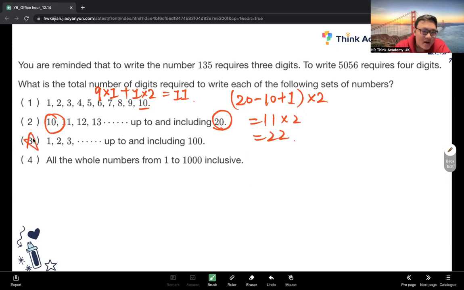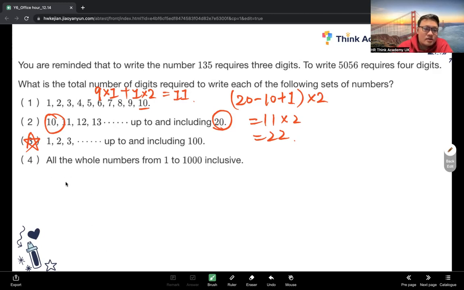And the third one, as for the third one, you have to do the classification first, because you got 1 digit number, you got 2 digits number, you got 3 digit number. So basically you got 3 different types. The answer is 192, that's right.